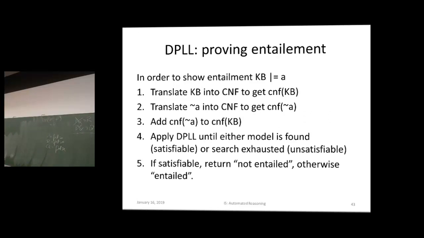So if you want to prove entailment with Davis-Putnam, translate the knowledge base into clausal normal form, translate the thing you want to prove the entailment for into clausal normal form, add the normal forms of the two things together, and then apply DPLL until either a model is found, and then you know that your entailment was not true, or until your search is exhausted and then you're unsatisfiable and you know that your formula is entailed.